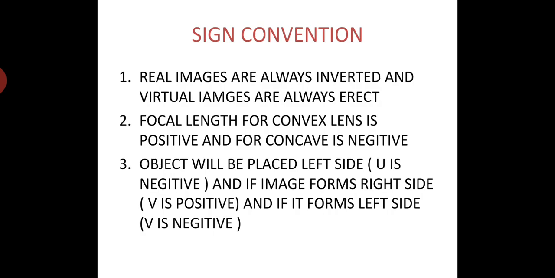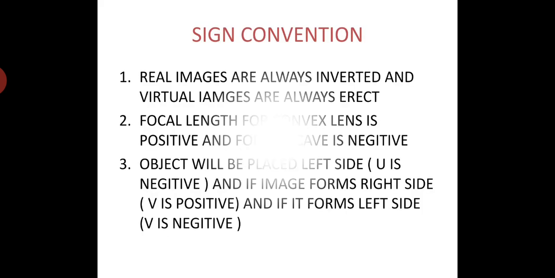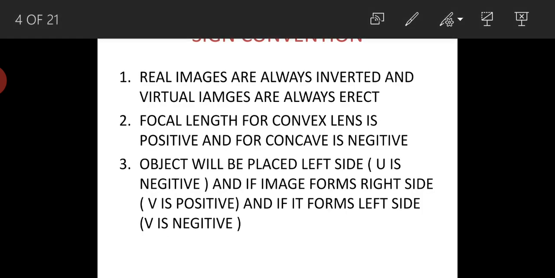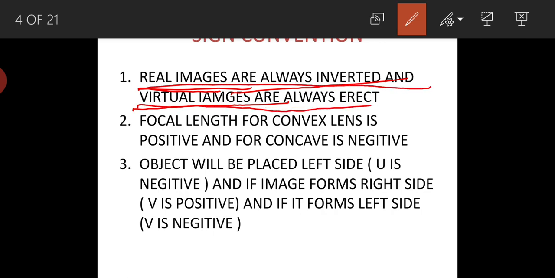Sign convention. So in this we know that convex lens forms real images, and in one case it will form virtual image, whereas concave lens always forms virtual images. Real images are always inverted and virtual images are always erect, and focal length of the convex lens is taken as positive, whereas focal length for concave lens is negative.